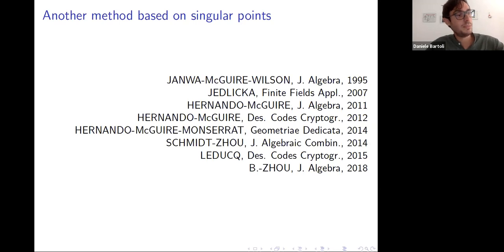Now, in this last part of my talk, I would like to talk about another method which provides the existence, in some cases clearly, of absolutely irreducible components defined over FQ for plane curves. This method was introduced by Yanushka, McGuire, and Wilson some years ago. They wanted to study so-called o-polynomials, but later on, the same method, or modifications of it, has been applied to deal with planar polynomials in both even and odd characteristics, APN functions, and also scattered polynomials, as we will see in a few minutes.